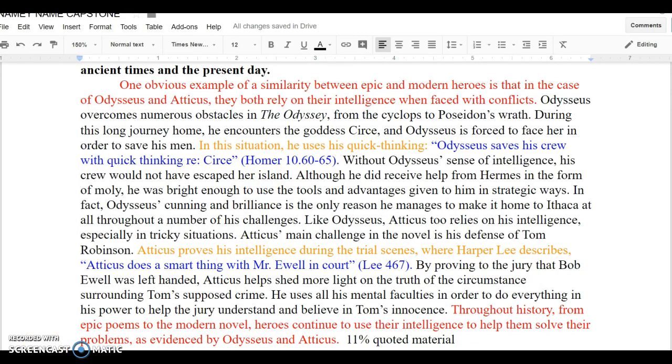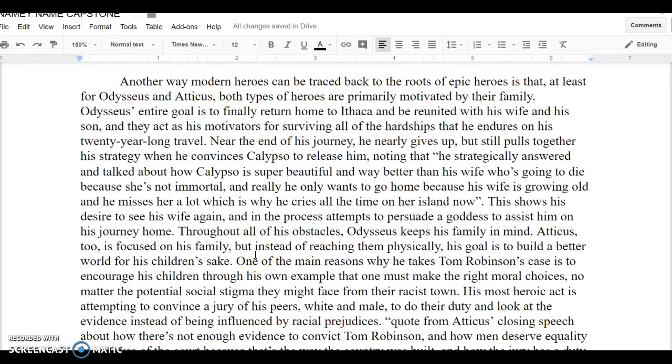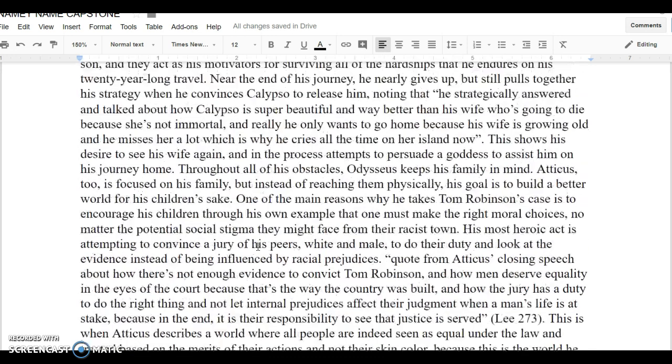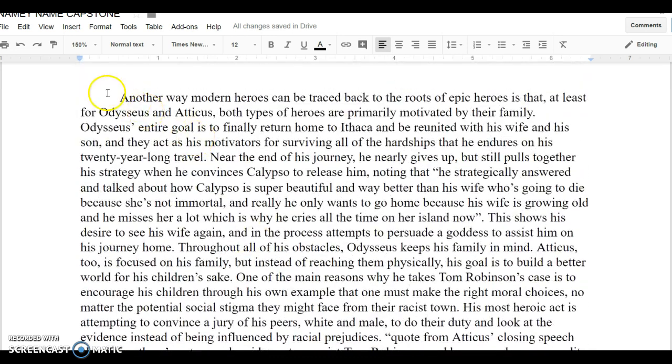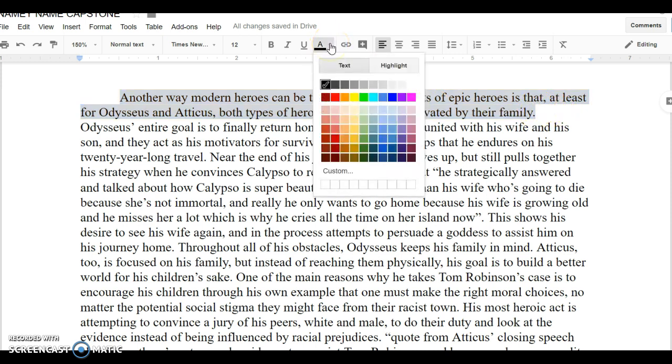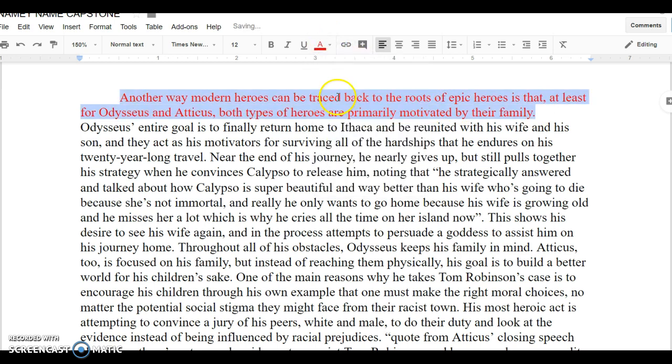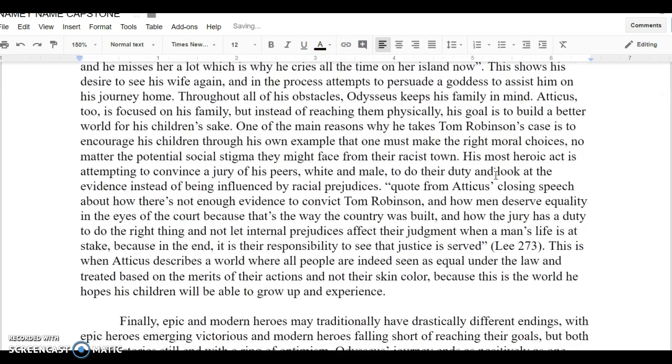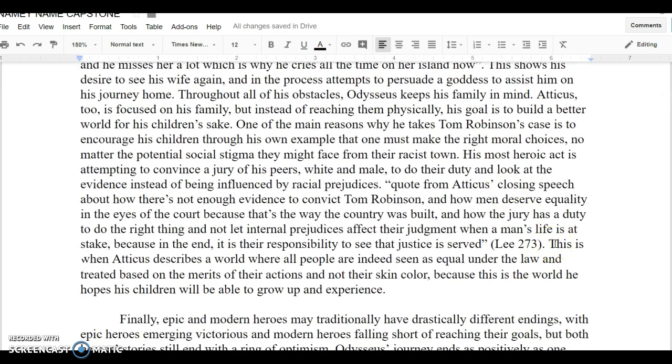Pause. Okay, so I'm going to show you what to do if your paragraphs are out of balance. Here's my second body paragraph, and I'm going to color code it really quickly so you can see. So another way modern heroes can be traced back to the roots of epic heroes is that, at least for Odysseus and Atticus, both types of heroes are primarily motivated by their family. Ooh, that was a nice comparison, and very true. So we'll turn that red, and then my concluding sentence should also be red.